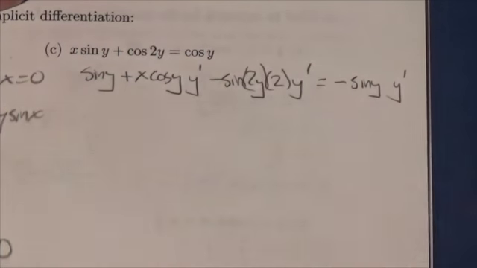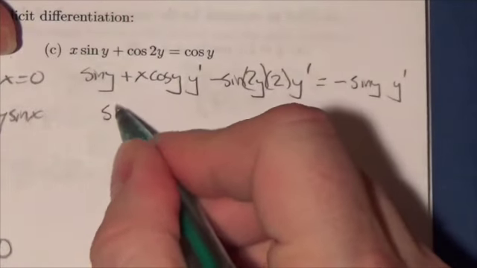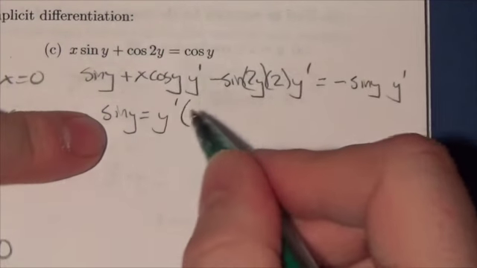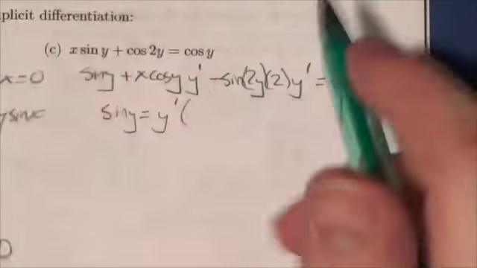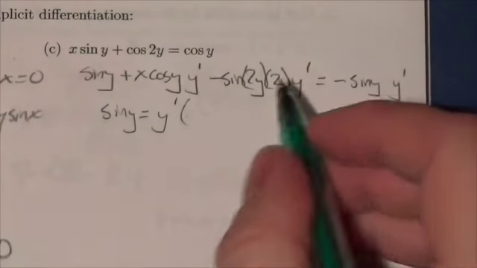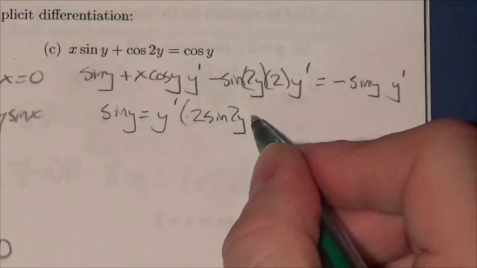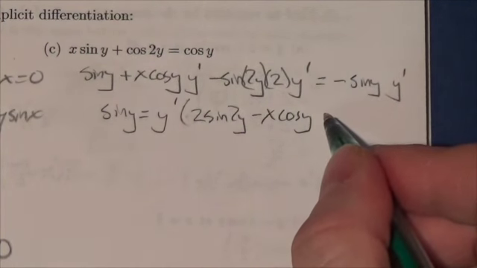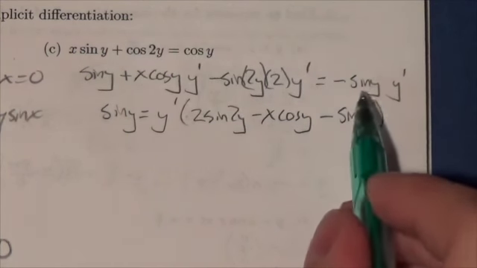Now I've got all sorts of terms here with the y prime in them. I'm going to bring those all over to the right-hand side. So this will be the sine of y is equal to, and I'll factor out the y prime, and I'm going to change the order of the terms here. I'm going to grab this first one because it's going to be the one that's positive here. This will end up being 2 sine of 2y minus x cosine of y minus the sine of y. I mean, the sine of y was on the other side there.